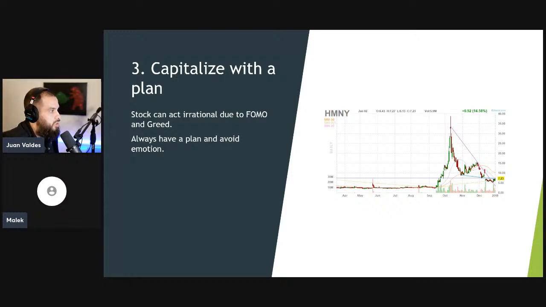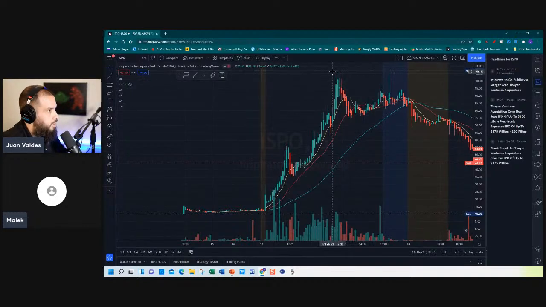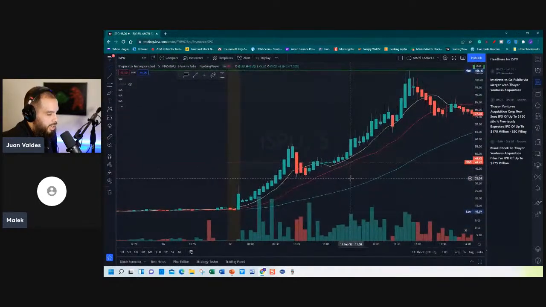So, capitalizing with a plan, and this is exactly what Brother Malik was talking about. When you see a major run up, most people are going to be emotional and jump on the run up. I have an example from just 2 days ago, a new IPO. Look at this stock. It came out on February 14th, and then on February 17th it went from $10 all the way to $106. So I want to show you something right here.